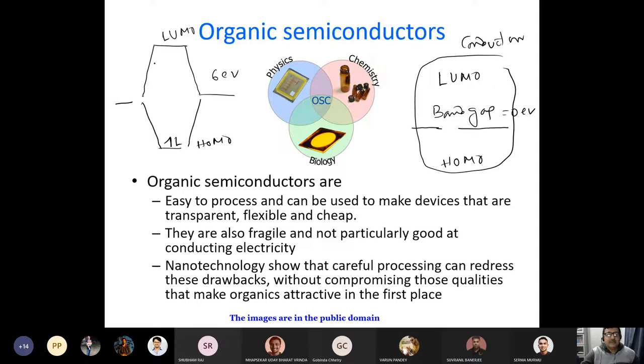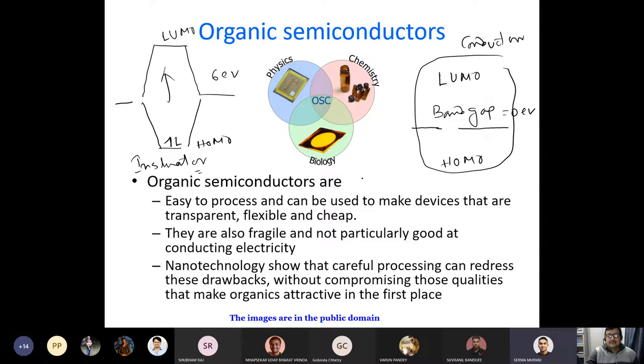So you need a lot of energy, say ultraviolet energy, in order to make the transition possible. And this type of material is called, anybody? Insulator. This is called the insulator, right? So now I'm asking, what is a semiconductor?